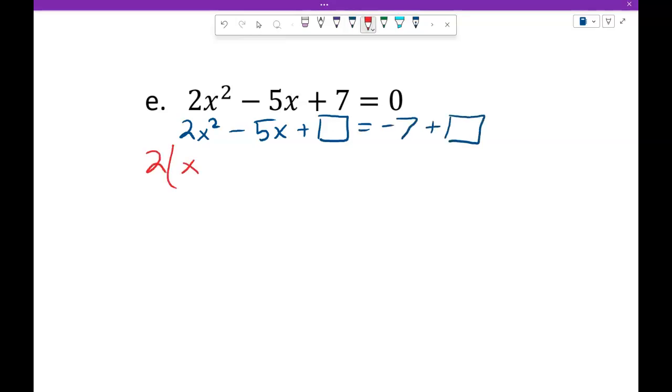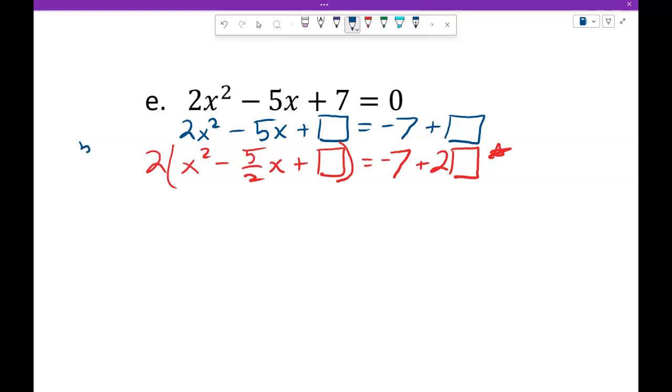Factor out our leading coefficient. Now, since 5 can't factor evenly with 2, we're just left with a fraction of 5/2. Because we factored out a 2, we need to remember to multiply by a 2. Our b value is 5/2 divided by 2 squared. That gives us 5/4 squared, which is 25 over 16.